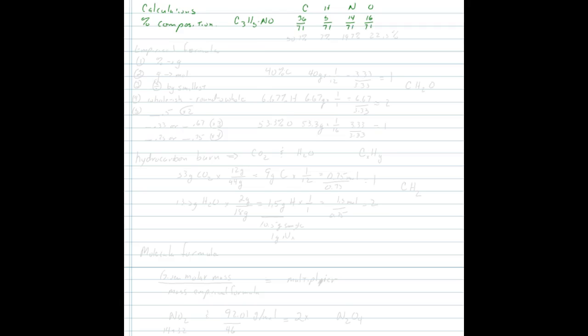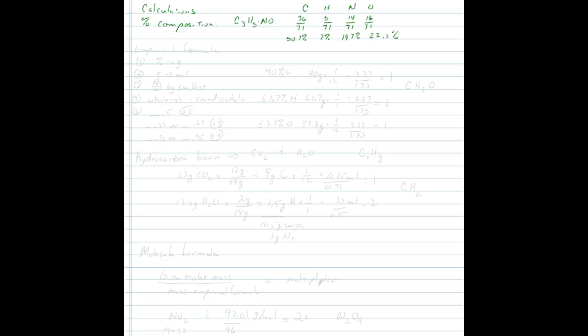Now you do the math and you end up with 50.7% carbon, 7% hydrogen, 19.7% nitrogen, 22.5% oxygen. If you add those up, you get 99.9. There's going to be some rounding errors in here. So if you go to the nearest tenths and you're between 99.9 and 100.1, you should be fine.